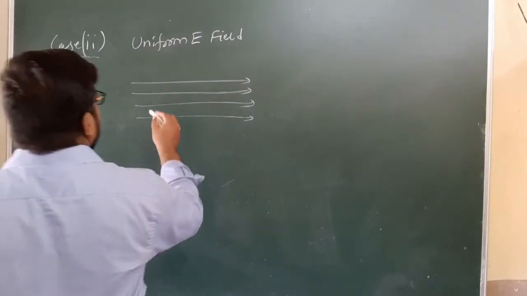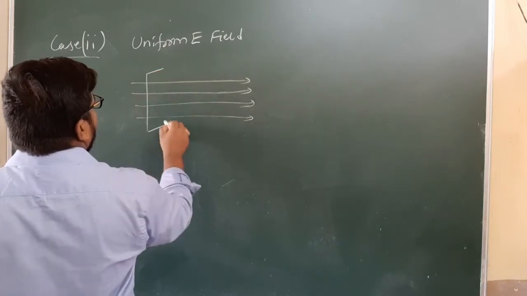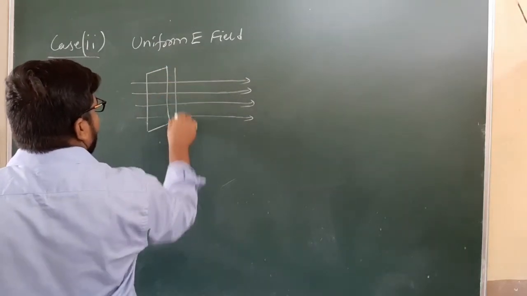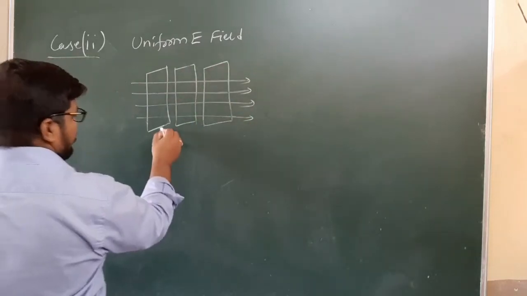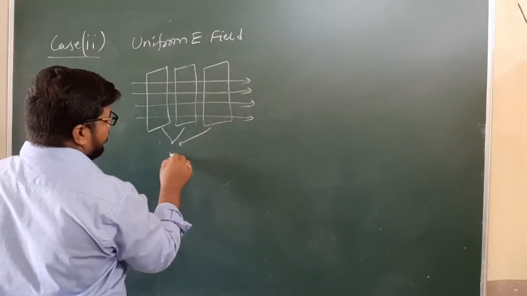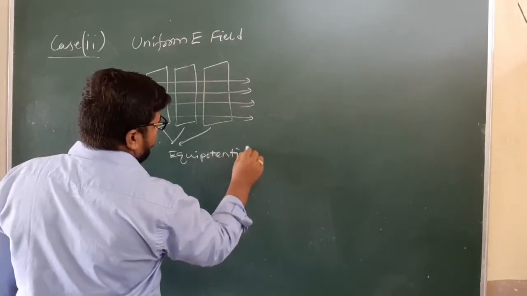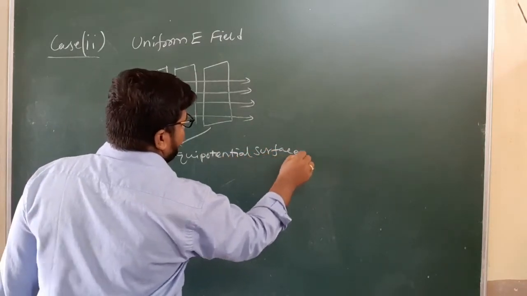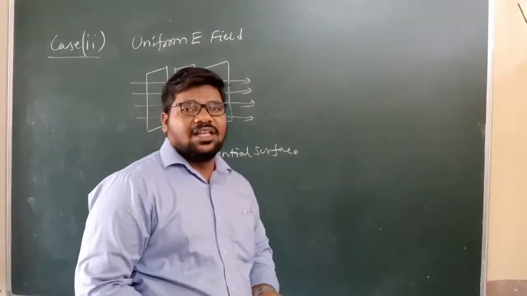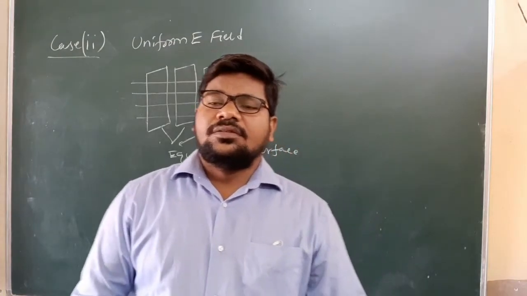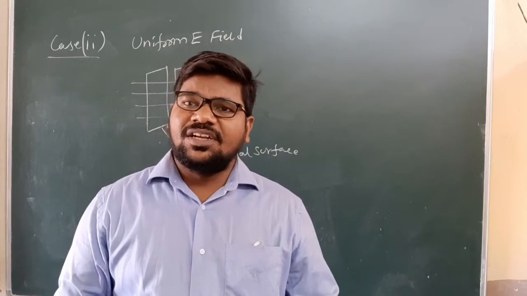So for this we have to identify the equipotential surface like this. Okay, here each of these we have to call an equipotential surface. Clear, my children? For a uniform electric field, we have to get equipotential surfaces like this, my children. Equipotential surface for a uniform electric field is completed.